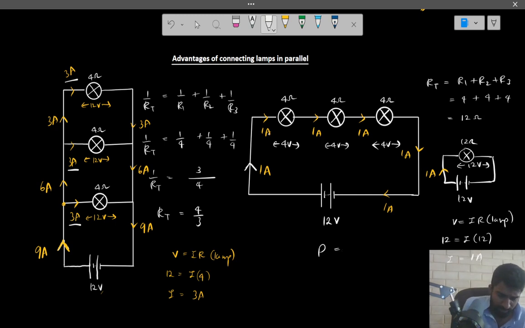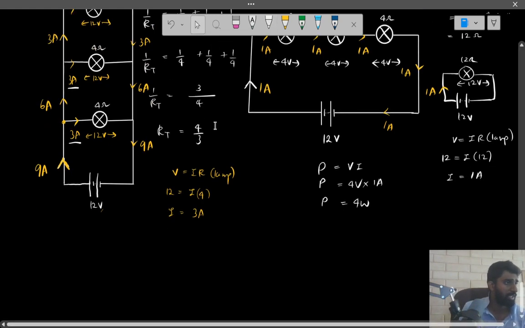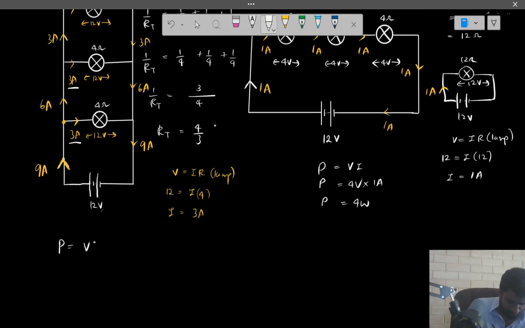Then you can calculate power in a bulb here. The power is P equals VI. Then V is going to be 4 volts times the current, 1 ampere. Then you get 4 watts, the power consumed by a lamp in series. But if you apply the same equation to this circuit, power is equal to VI. Then you see here the voltage across the lamp is 12 and the current is 3 ampere. Then, as you can see here, it is 36 watts, right?